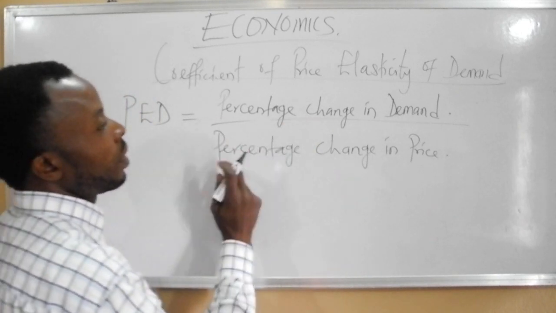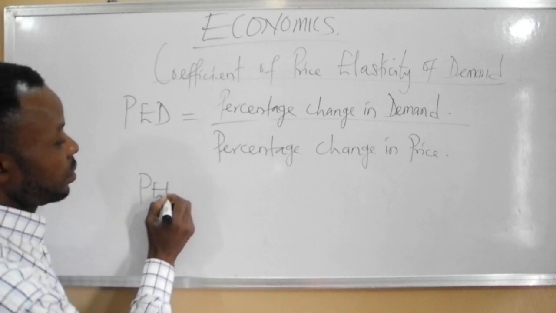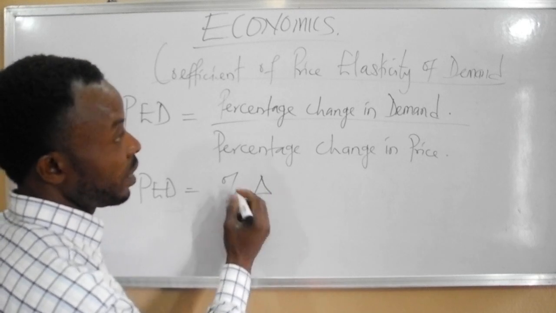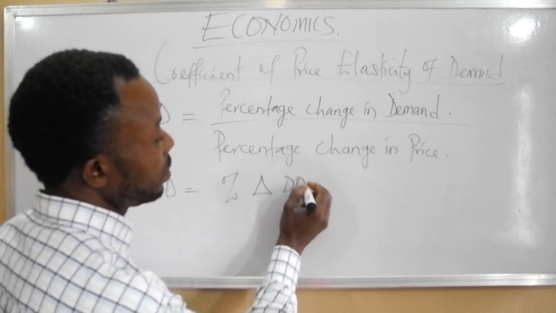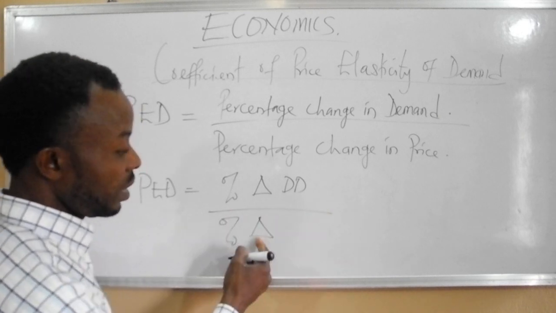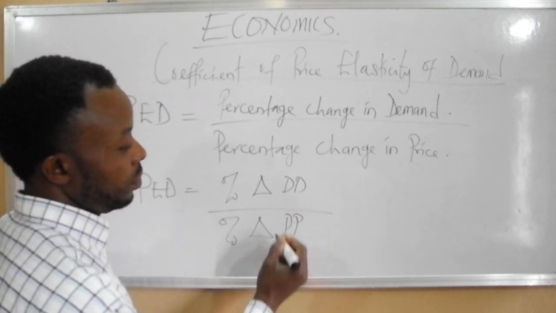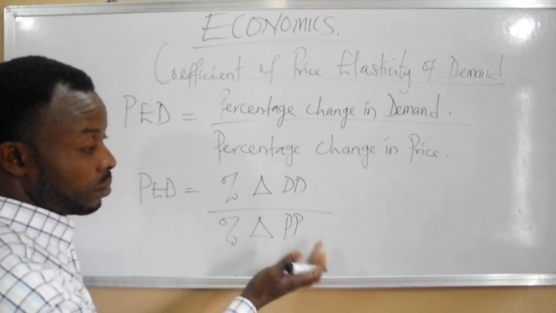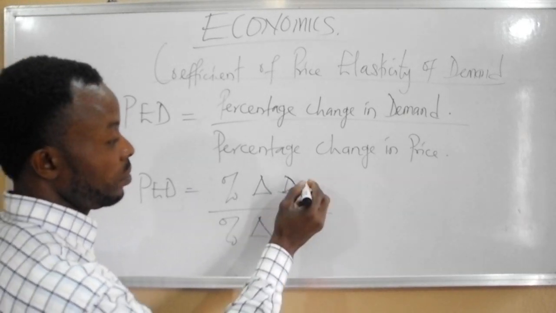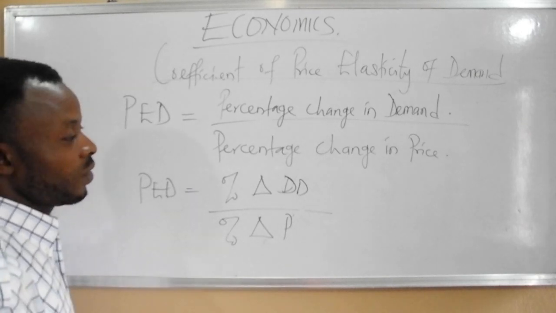When we talk about change, you can also express this as percentage change in DD, where DD means demand, over percentage change in price. In some textbooks, some will just put D and some will just put price. Percentage change in demand over percentage change in price.